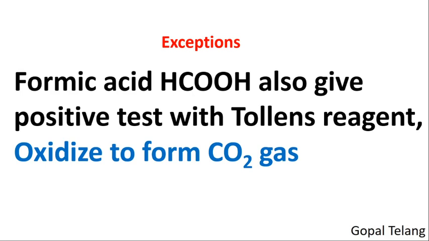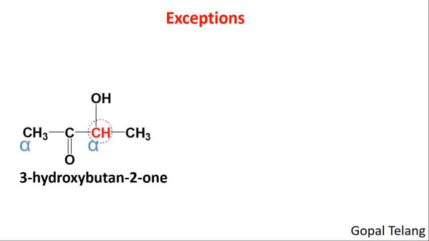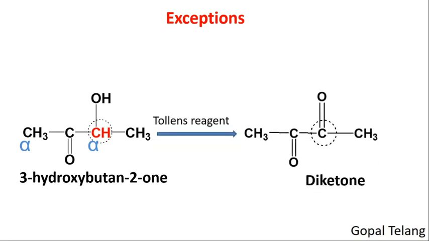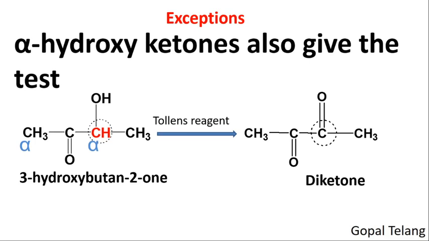Now some exceptions. Formic acid, the only carboxylic acid, also reacts with Tollens reagent and forms carbon dioxide. Alpha hydroxyketone, this is a representative example of an alpha hydroxyketone. When treated with Tollens reagent, it is oxidized into a diketone with formation of the silver mirror, and therefore we can say alpha hydroxyketones also give a positive test.